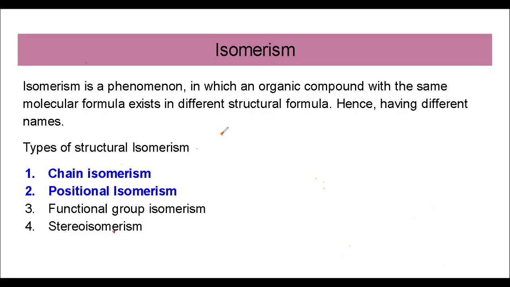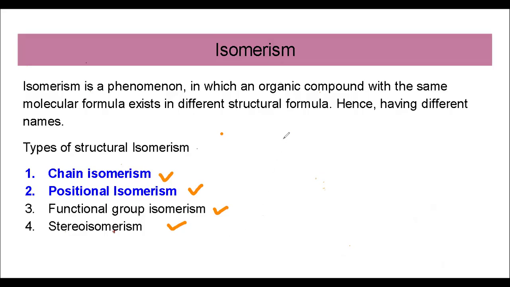Okay, so now there are, sorry, four types of isomerism. The first one is chain isomerism. The next one is positional isomerism. We have functional group isomerism, and then we have stereoisomerism. So, like I said, the focus is on the first two. I'll start with chain isomerism.